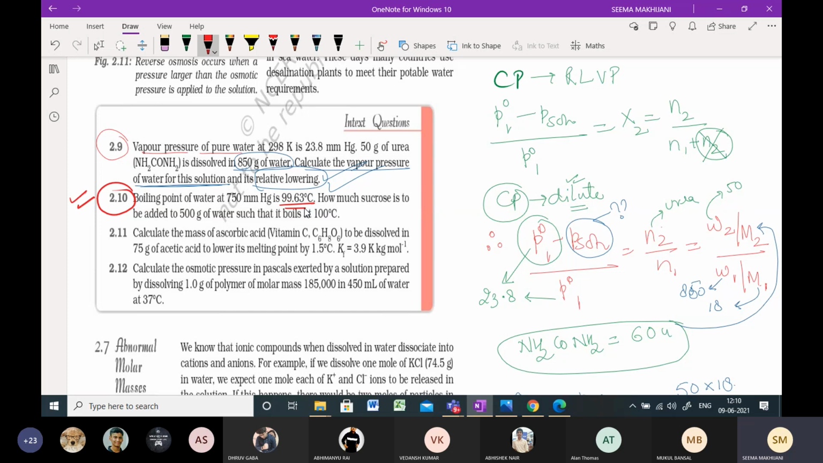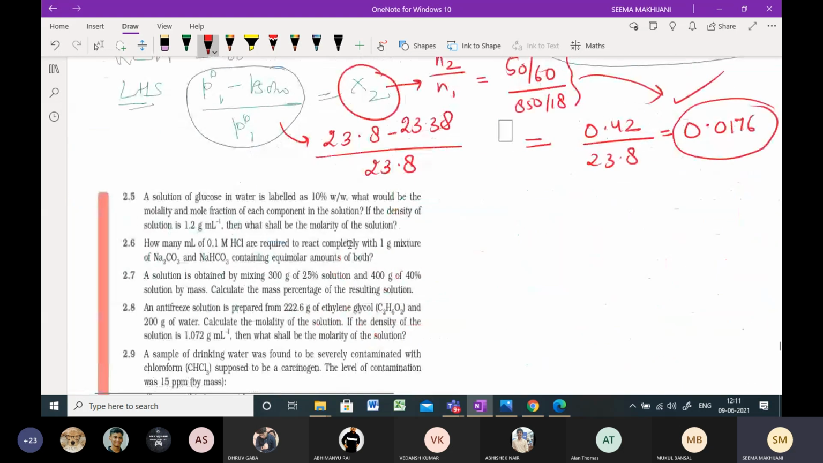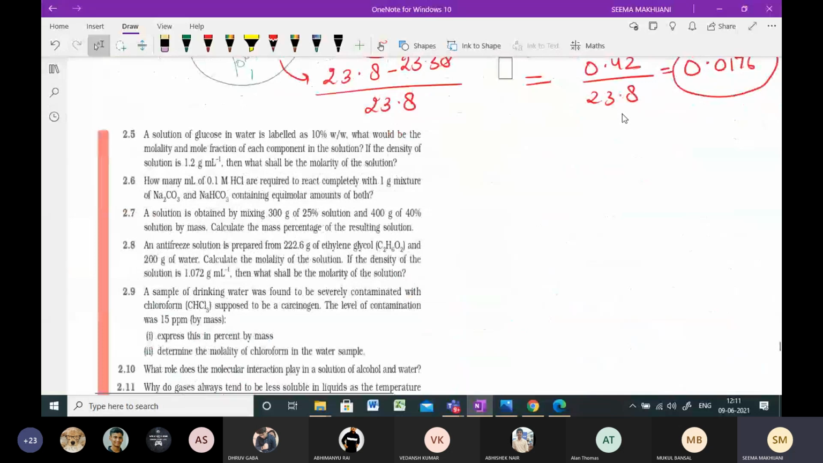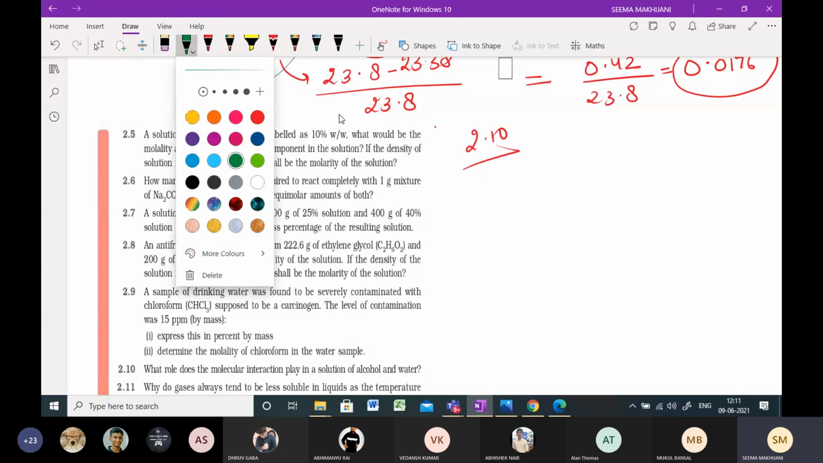This is your pure water. How much sucrose, you need the formula of sucrose, which is not given in the question, is to be added to 500 grams of water such that the boiling point goes to 100. As you can clearly see, now I would be solving this question. You have the question in front of you. I am solving it in this format. The question number was 2.10. We move to question 2.10, everybody. Now for this question, you are going to solve it.